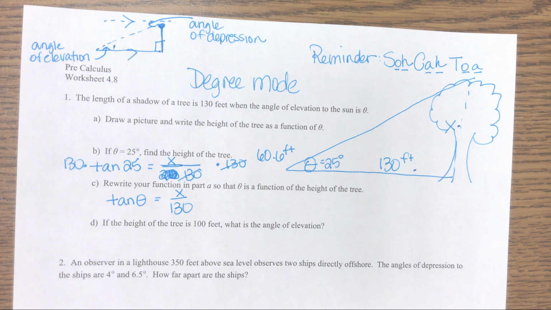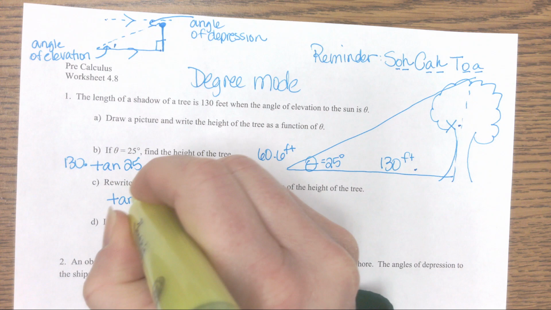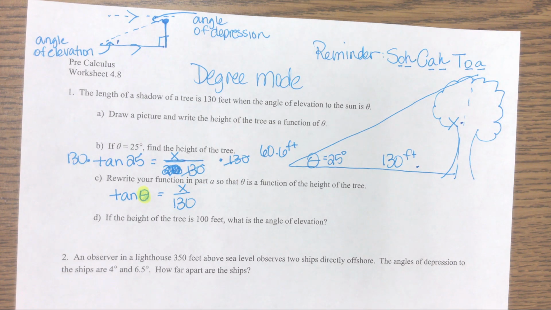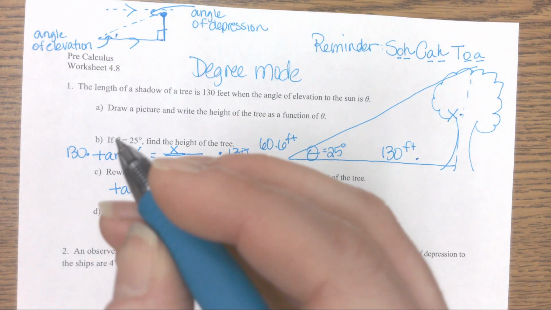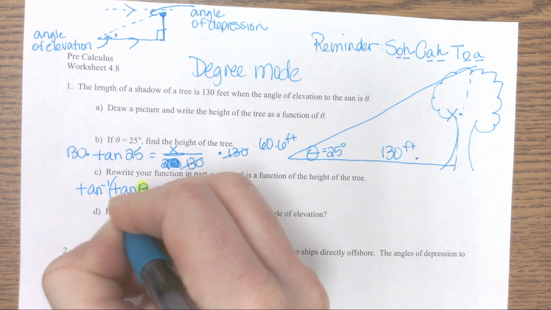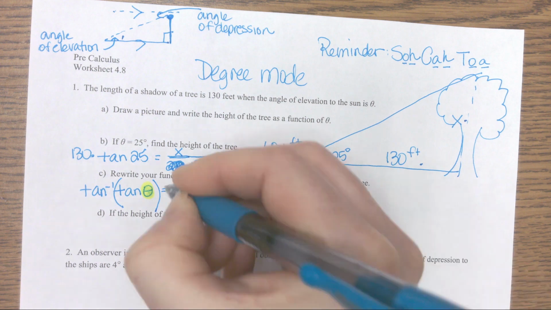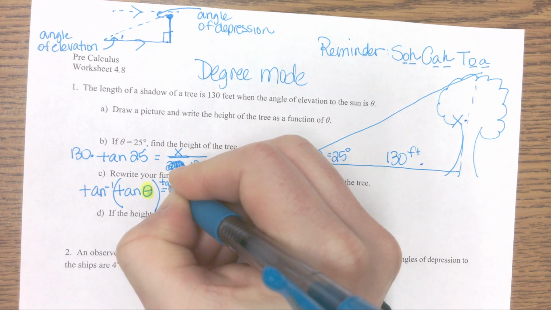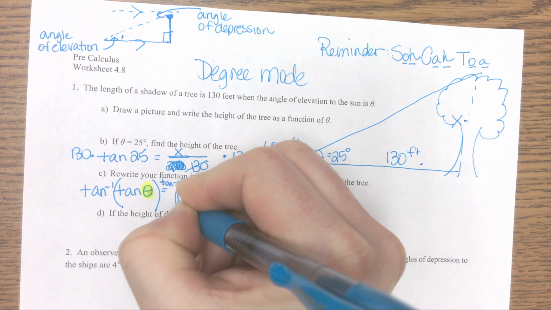So let me show you how the inverse functions work. If you want to get theta alone, what you do is you take the inverse of both sides. So what's the inverse of tangent? It's tangent inverse. So I'm going to take the tangent inverse of this side, and I'm also going to squeeze in up here the tangent inverse of this side.